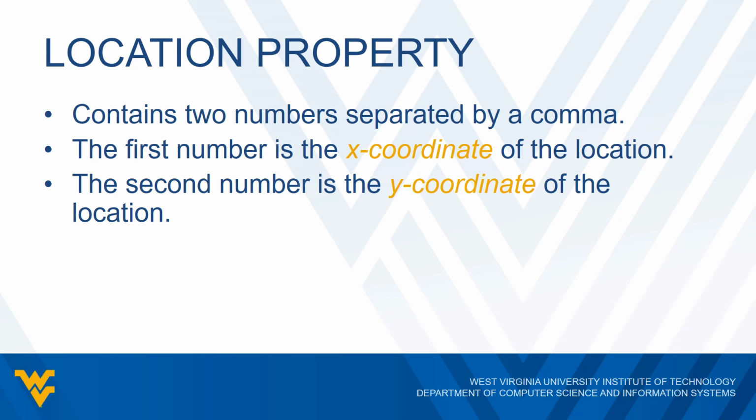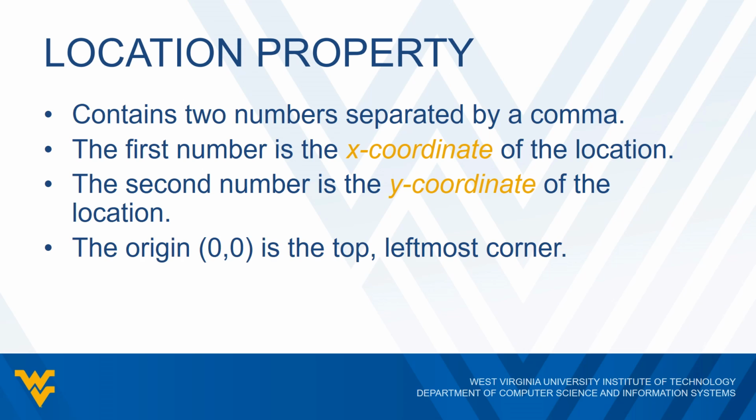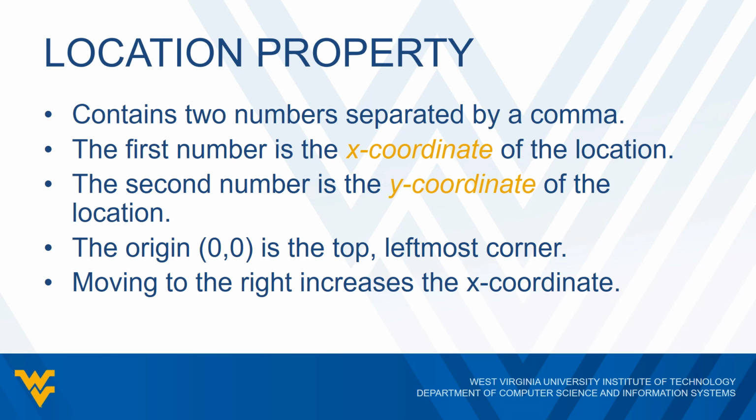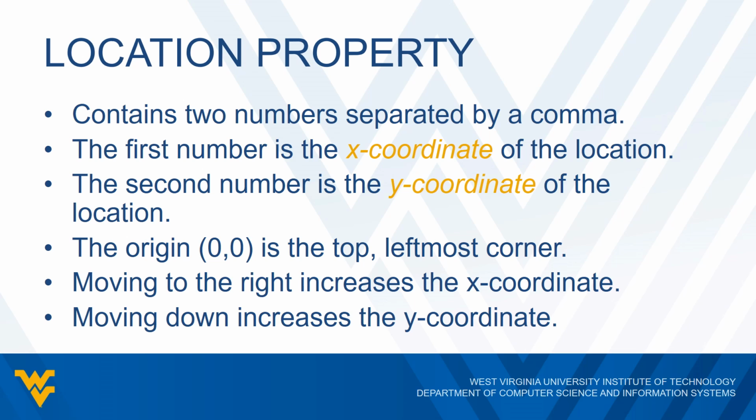Now, in order to figure out what that location actually means, we need to know where the origin is. And for all items, not just labels, the origin, which we denote as 0, 0, is the top leftmost corner. You can try this out yourself: if you click on your label and drag it all the way to the top leftmost corner, you would see that the location under the properties window would be 0, 0. If you move that label to the right, that's going to increase the x-coordinate, and if you move it down, it's going to increase the y-coordinate.